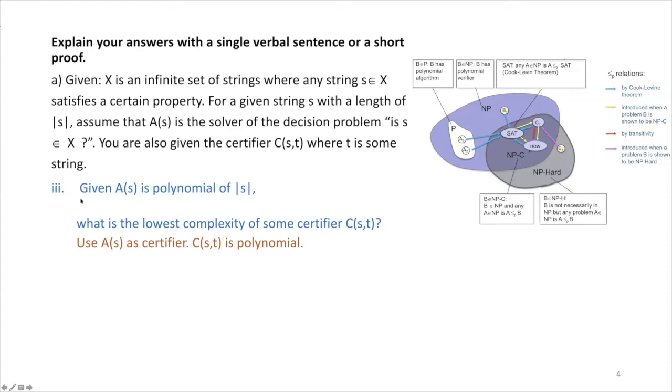The third part, given A(S) is polynomial in |S|, what is the lowest complexity of some certifier C(S,T)? The answer is use A(S) as the certifier. So we have a certifier which is polynomial.